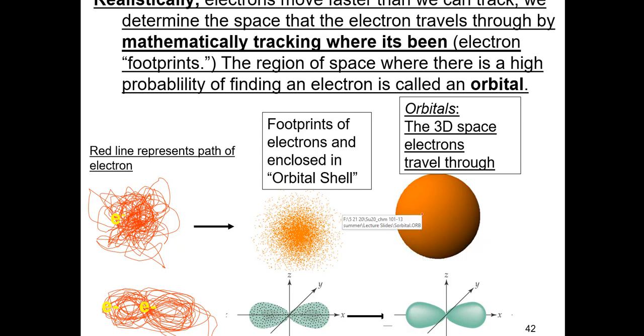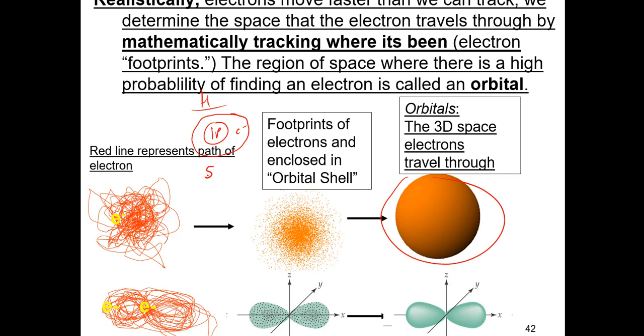Now, different orbitals have different flight paths. Consequently, they leave different footprints and they have different orbital shell shapes. So for the hydrogen atom, where it has one single electron, that electron is found in a spherical shaped shell. Say that 10 times. A spherical shaped shell. So we call this an s orbital.